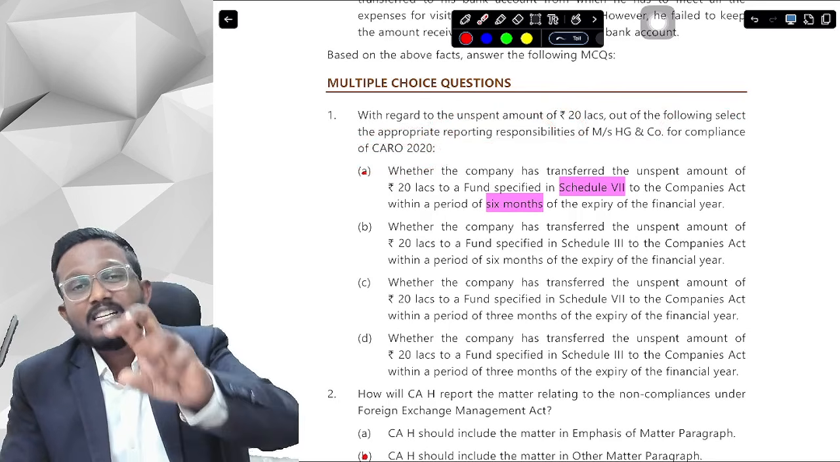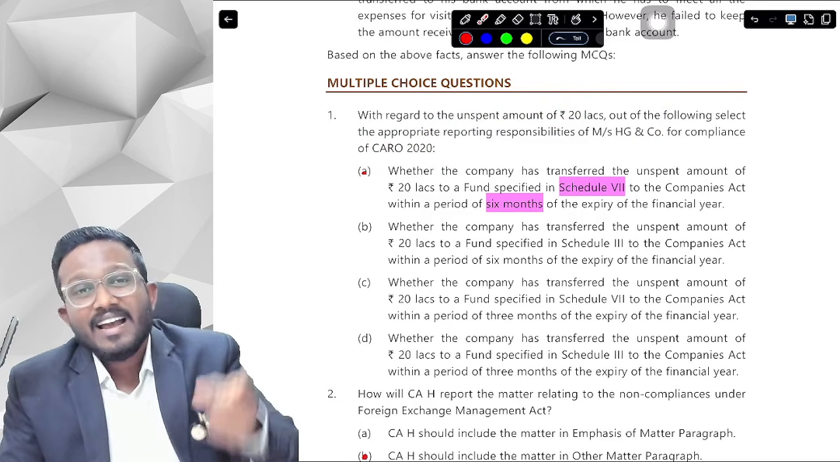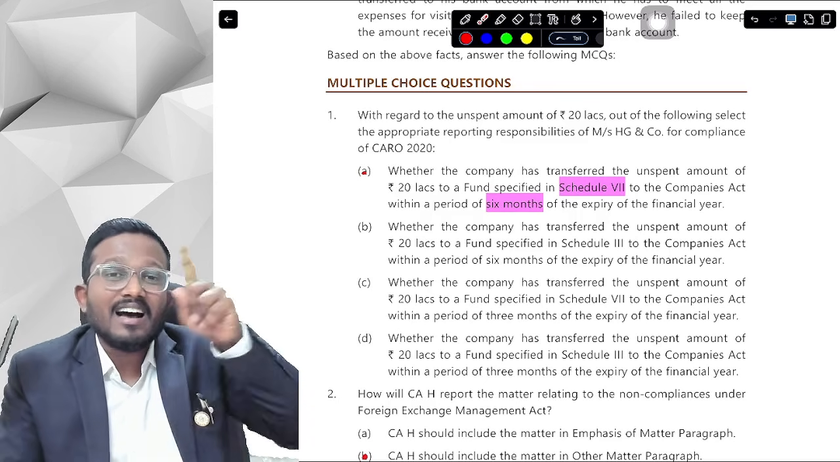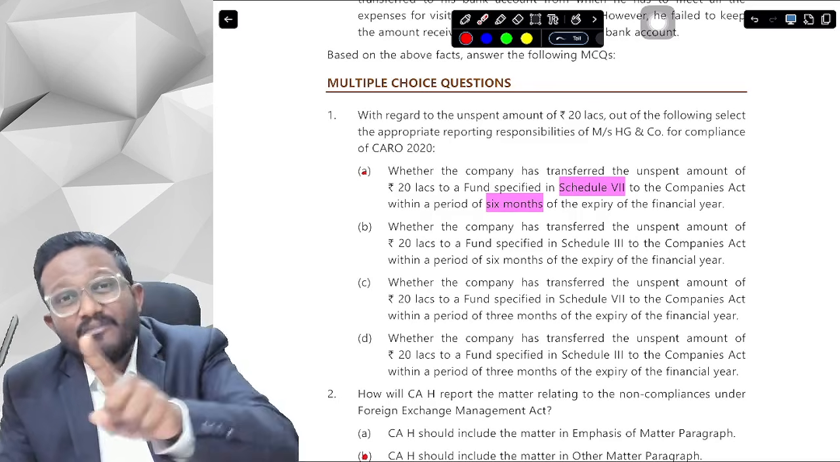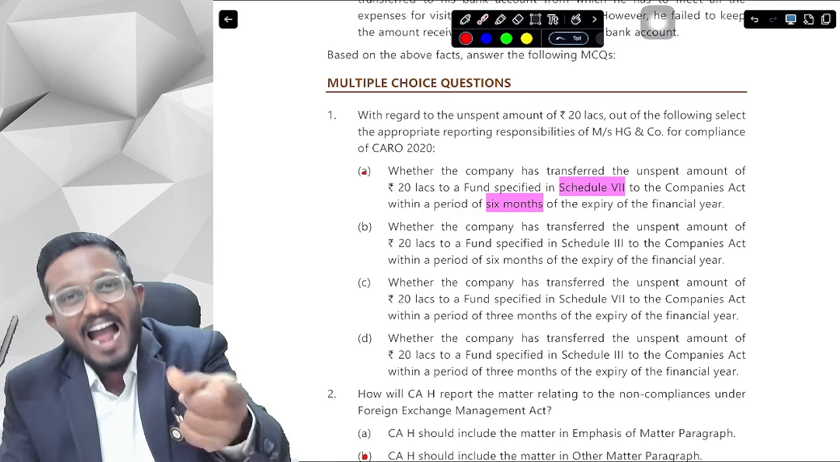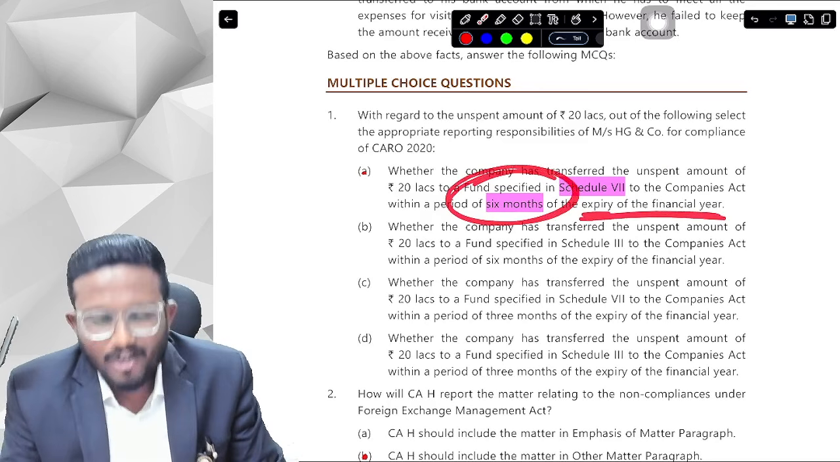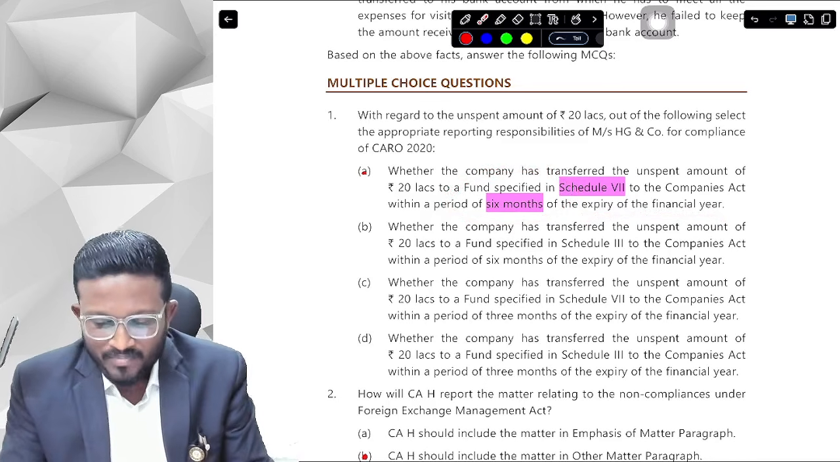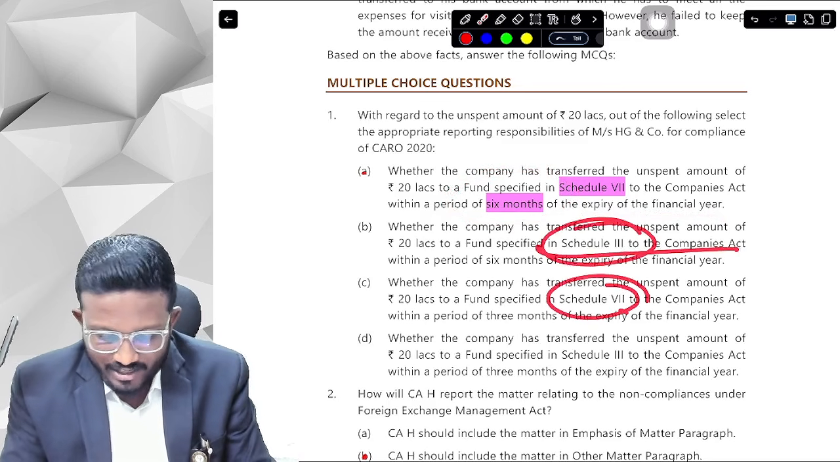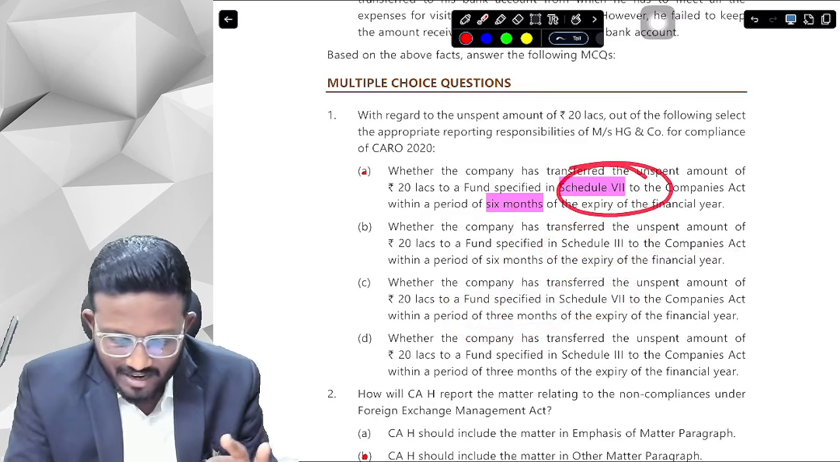So if there is an unspent CSR amount of 20 lakh, what do we do with the unspent amount, sir? If there is any unspent amount for other than ongoing projects, then we transfer that unspent amount to the Schedule 7 fund. And in how many months do we transfer that, sir? Within 6 months from the expiry of the financial year. In other MCQs, there is Schedule 3, there is Schedule 7, but the 6 months is converted to 3 months. So it is Schedule 7 plus 6 months.